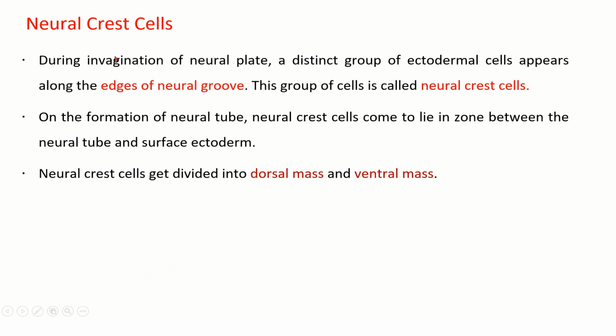So now what happens? These are the neural crest cells, which is a very important short note. During invagination of the neural plate, a distinct group of ectodermal cells appear along the edges of the neural groove. This group of cells are called neural crest cells. In the formation of the neural tube, neural crest cells come to lie in the zone between the neural tube and the surface ectoderm. Neural crest cells get divided into a dorsal mass and a ventral mass.